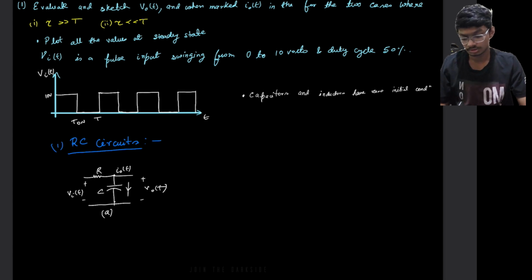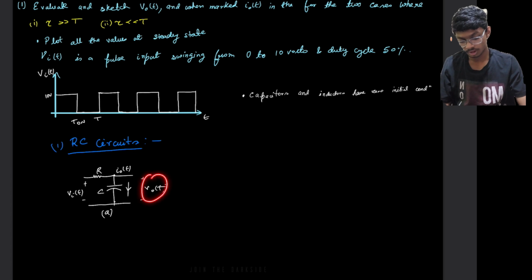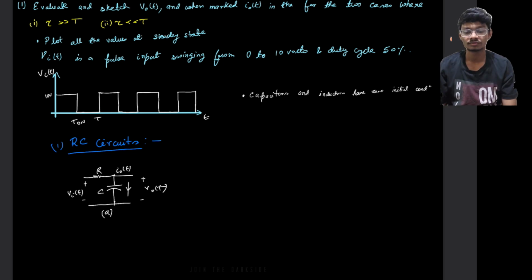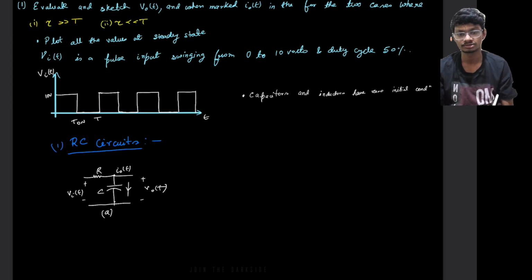Hello everyone. So today we are going to solve for this RC circuit in which we have to plot the output voltage waveform and the current waveform for a pulse input, which has a duty cycle of 50% and goes from 0 to 10 volts. So here we need to solve for two cases: for tau much greater than capital T, where tau is the time constant of the circuit and capital T is the time period of the square wave, and for tau very less than T.